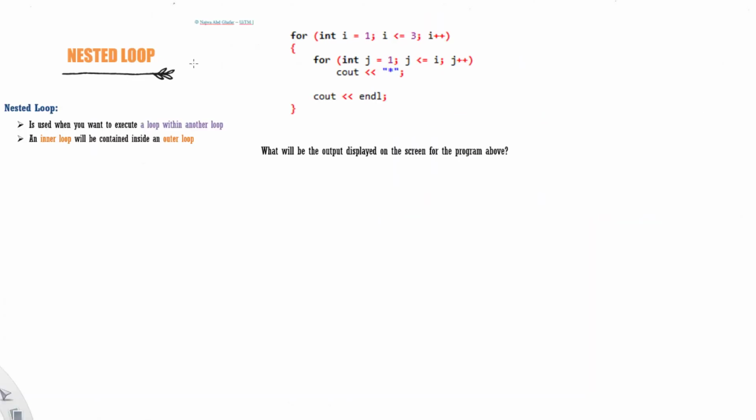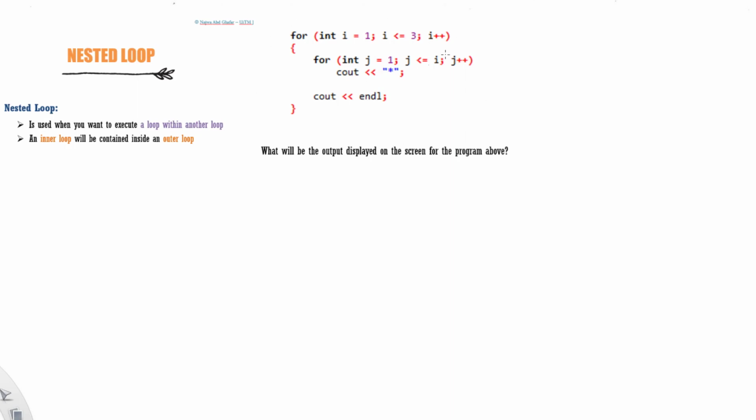Okay, moving on to the next type of loop. This is called a nested loop. Just like a nested if, where we have an if inside another if, a nested loop means that inside a loop there can be another loop. So we'll have an inner loop and also an outer loop. I'm going to show you an example of how a nested loop works.